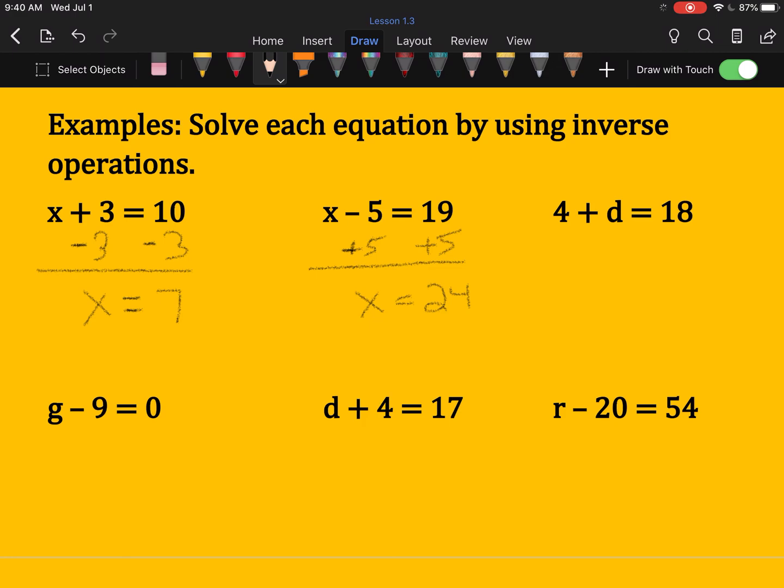So up next here we have 4 plus d equals 18. The operation is addition, so this 4 will move by subtraction. d is 14.